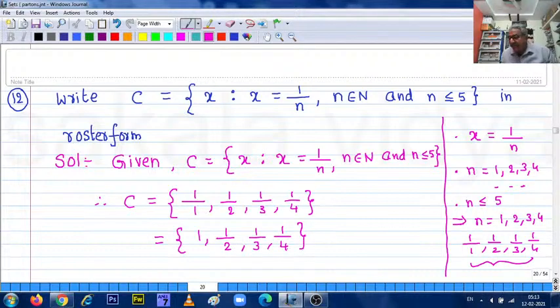My dear students, you remember, you are able to write the set builder form into the roster form and roster form into the set builder form. So you need to practice more problems on this one. Definitely in the examination for 2 marks and 4 marks you will be getting this question. So writing set builder form into the roster form or roster form into the set builder form.